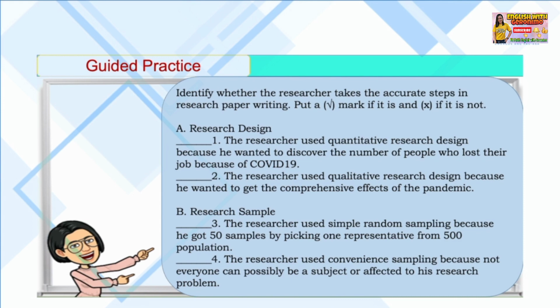Letter B for research sample. Number 3. The researcher used simple random sampling because he got 50 samples by picking one representative from 500 population. Number 4. The researcher used convenience sampling because not everyone can possibly be a subject or affected by his research problem.